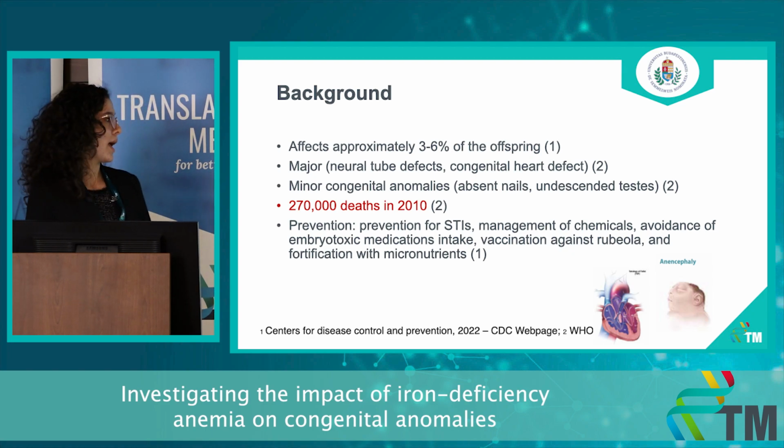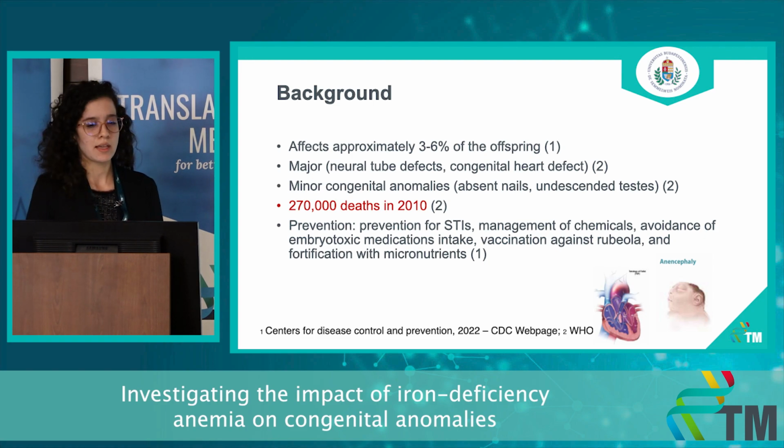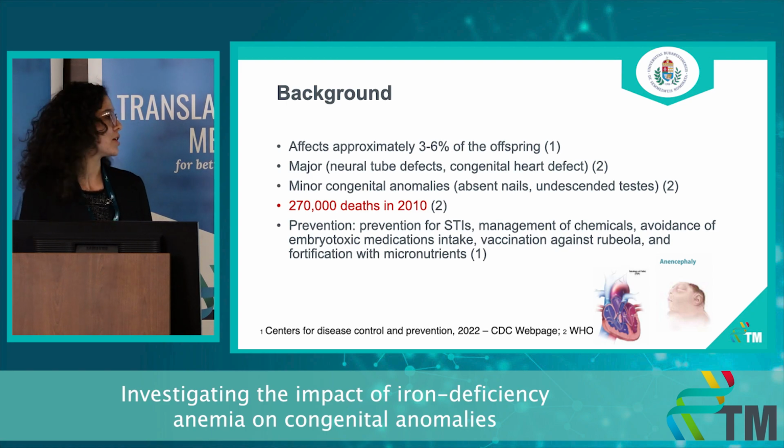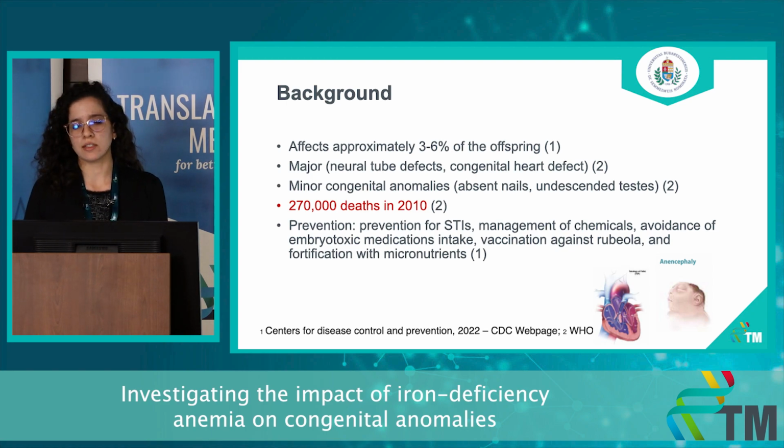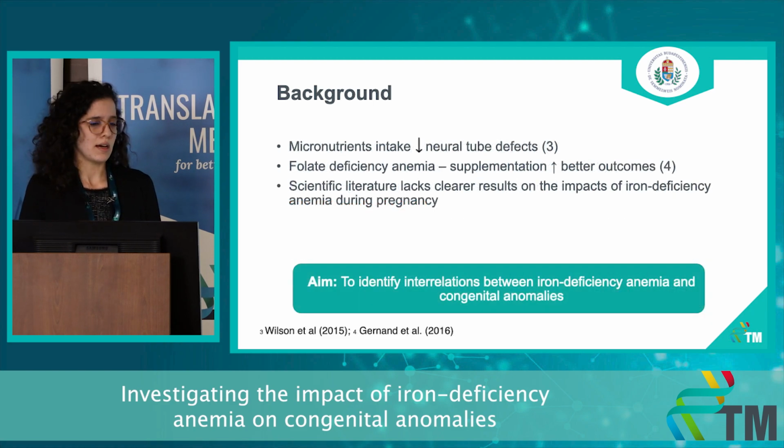In 2010, we had more than 270,000 deaths due to these congenital anomalies. However, we have many strategies for prevention. For example, prevention for STIs, management of chemicals, avoidance of embryotoxic medications intake, vaccination against rubella, and fortification with micronutrients. This micronutrients intake has been shown to be effective in decreasing neural tube defects.